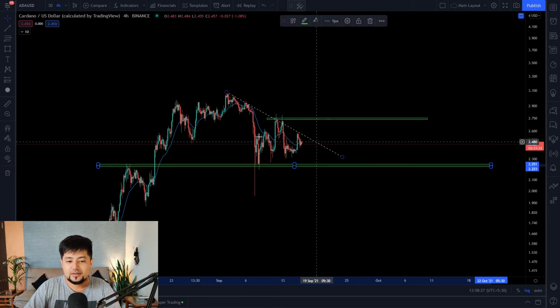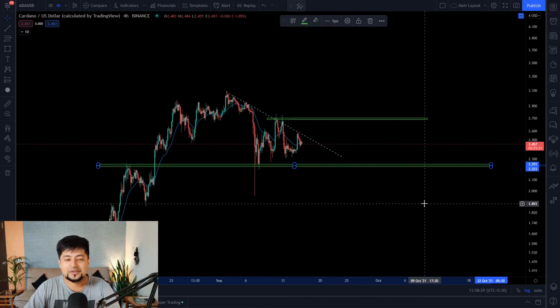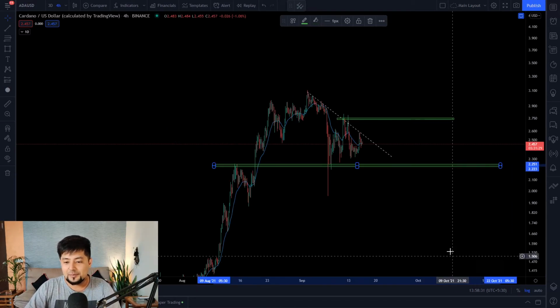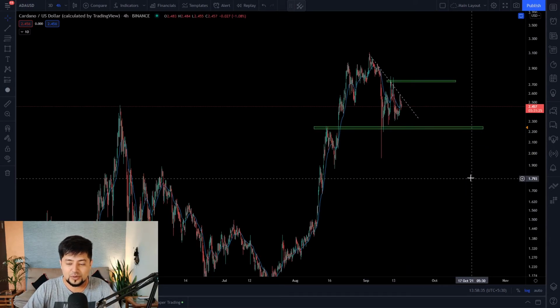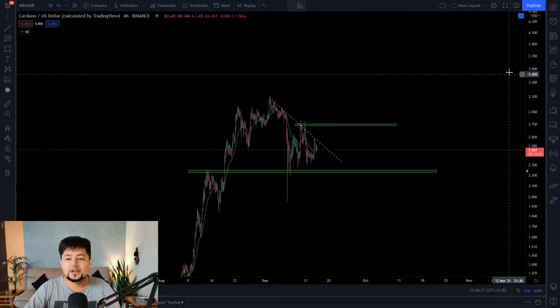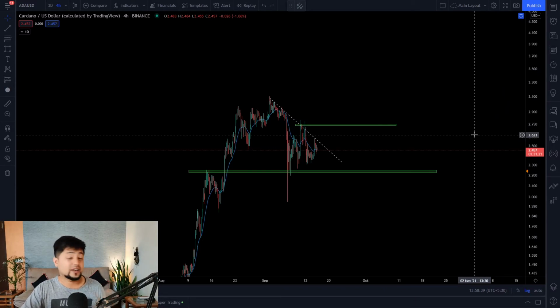Anything beyond this range to the upside or the downside is going to be a good play, in terms of a bearish move or a bullish move, guys, because the bearish move is going to take price action all the way towards 1.8 and the bullish move is going to take price action all the way towards $3.5 levels, right?